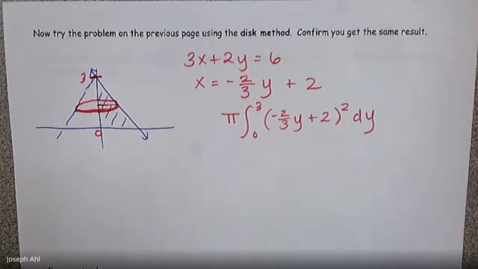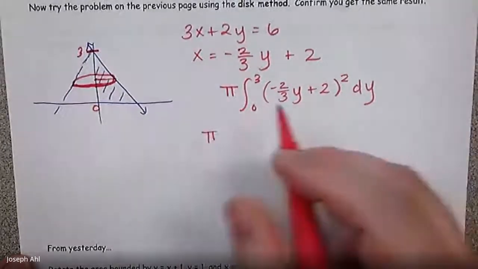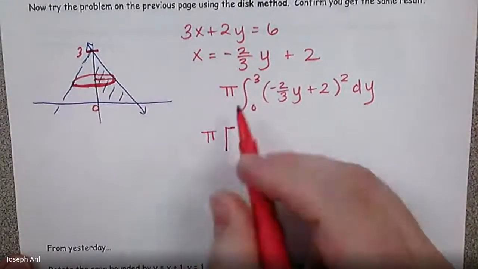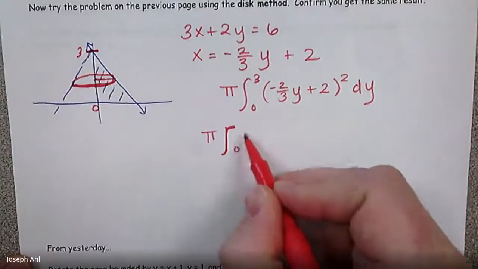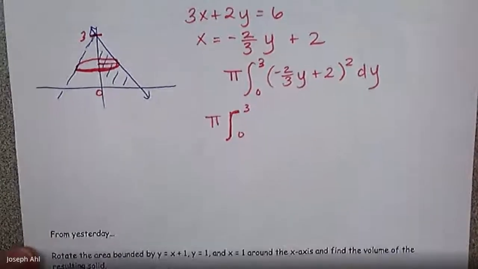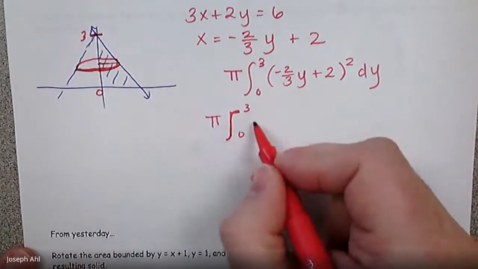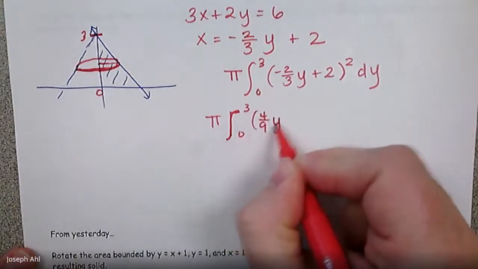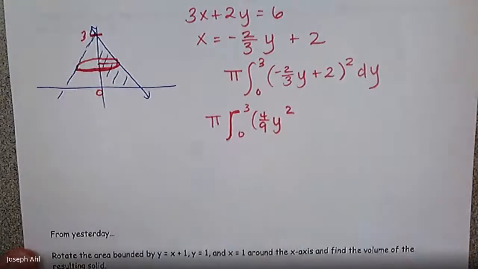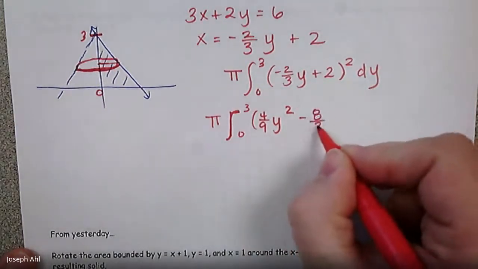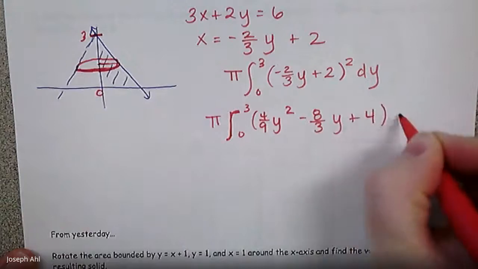Once you have that integral set up, actually, you know what, before that, let's expand that real quick so that this way we can figure out what we're integrating. It's going to be 4/9 y squared. And then if you have two of those negative 2/3 y terms, it's going to be negative 4/3 y twice for negative 8/3 y in the middle, with a plus 4.